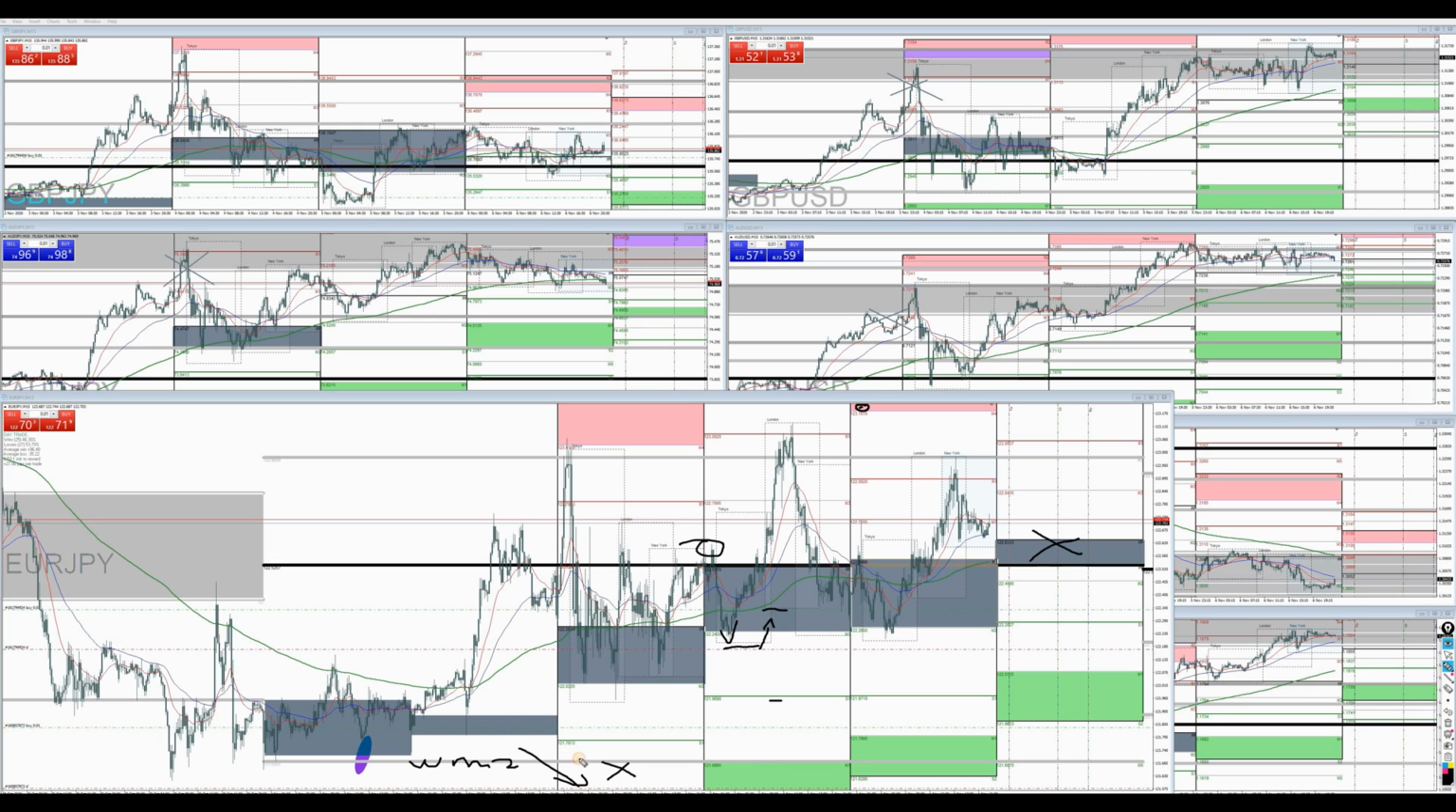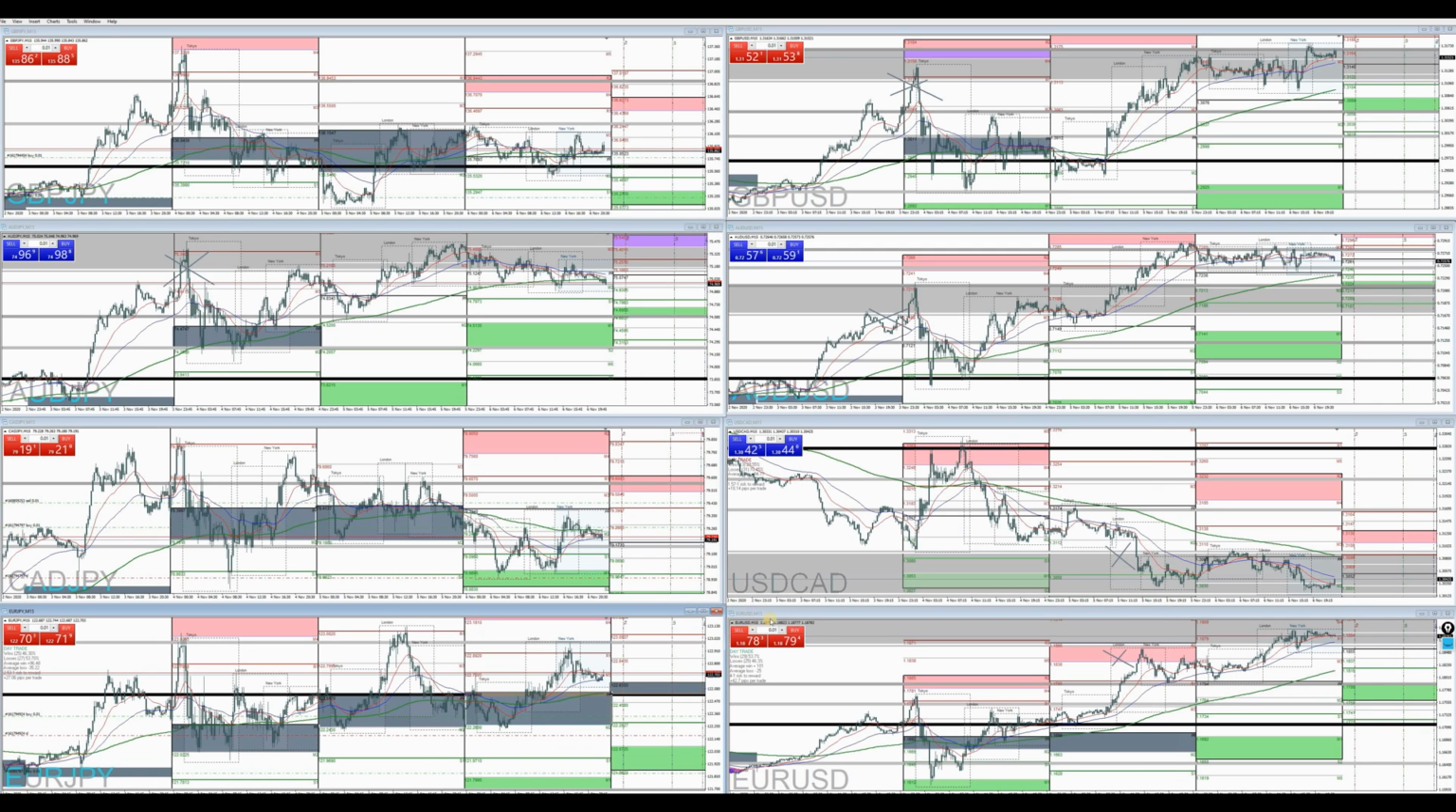So it's got to come down and bounce off the M2 for me to start taking my trades, or for price to come down and show a bounce off of the central pivot point in order for me to take my trades. Okay, so that's the day trading portion. These are 15-minute charts, so these are all 15-minute candles.